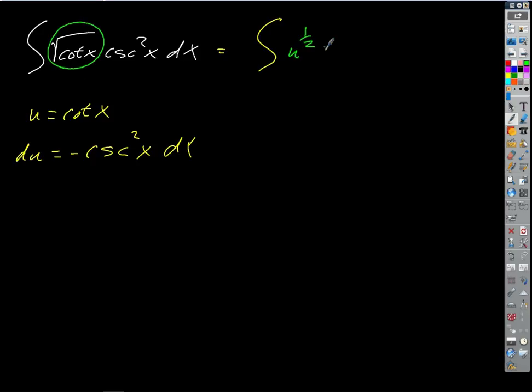u to the 1/2. And then what about this part over here? Now I've got a cosecant squared x dx. Negative du, right? We might as well pull the negative out front. Okay, so now in u space, what's our answer going to be? This is one we can do, right? Is du what it is because of what u is?